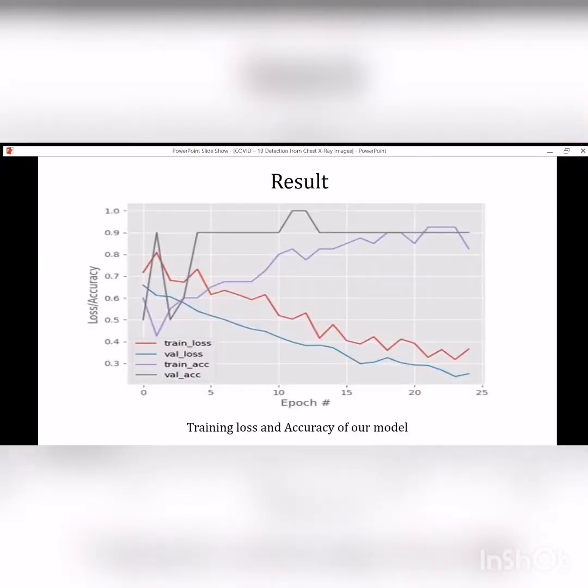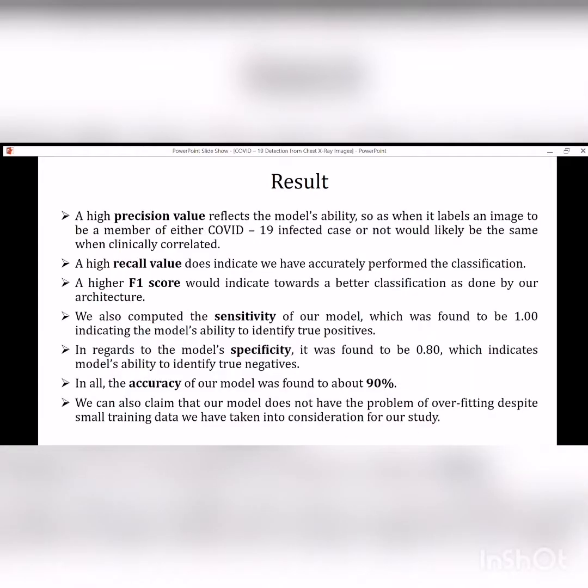Next, you can see the training loss and accuracy of the model. The point to be noted was that the accuracy was always above 90% after the 5th epoch. We also measured the sensitivity and specificity of the model. Sensitivity was 1, which was very satisfying, indicating the model's ability to identify true positives. Overall accuracy was 90%. Our model does not have the problem of overfitting despite the small training data that we fed into the model.